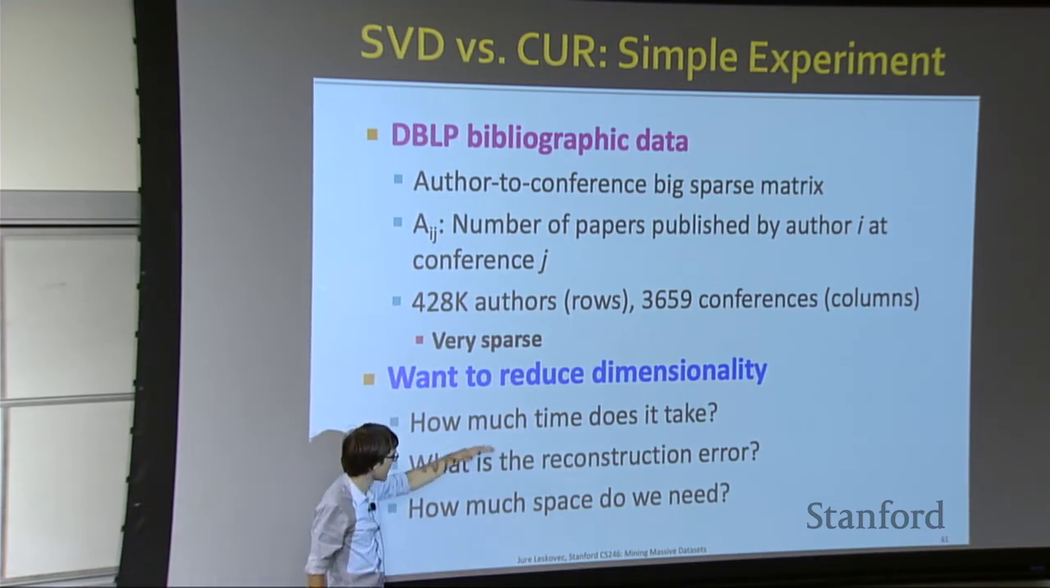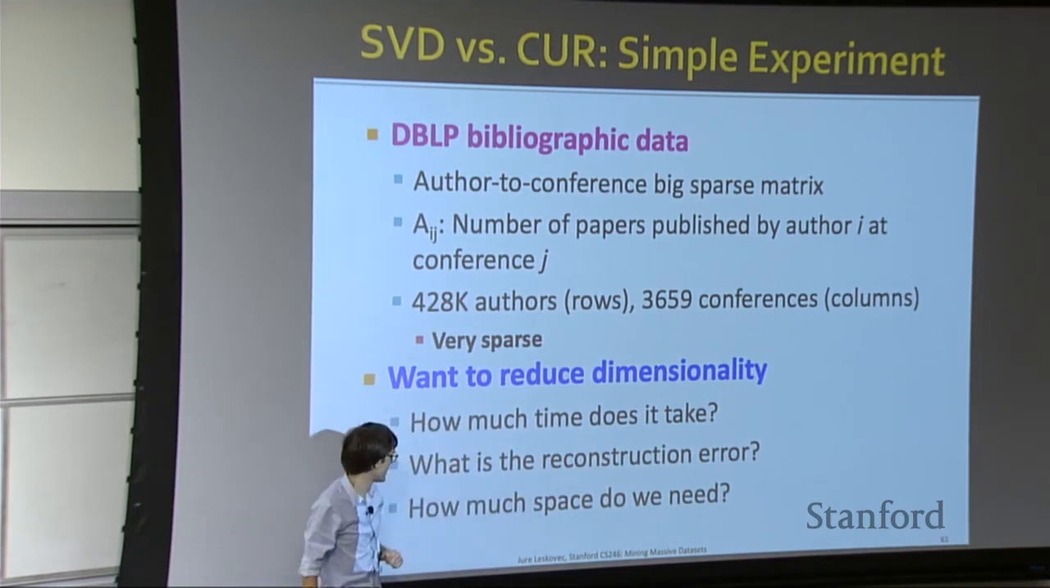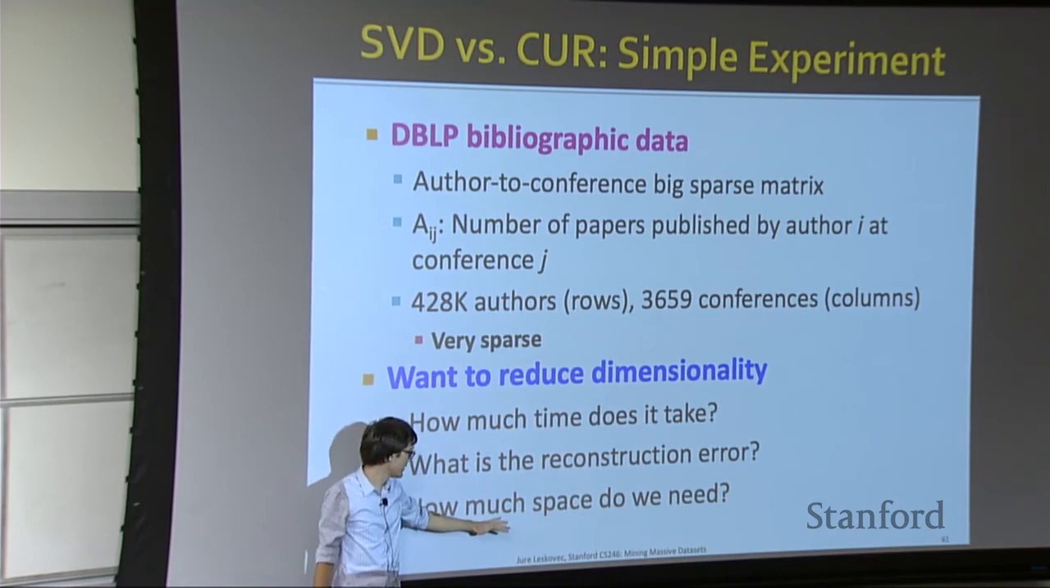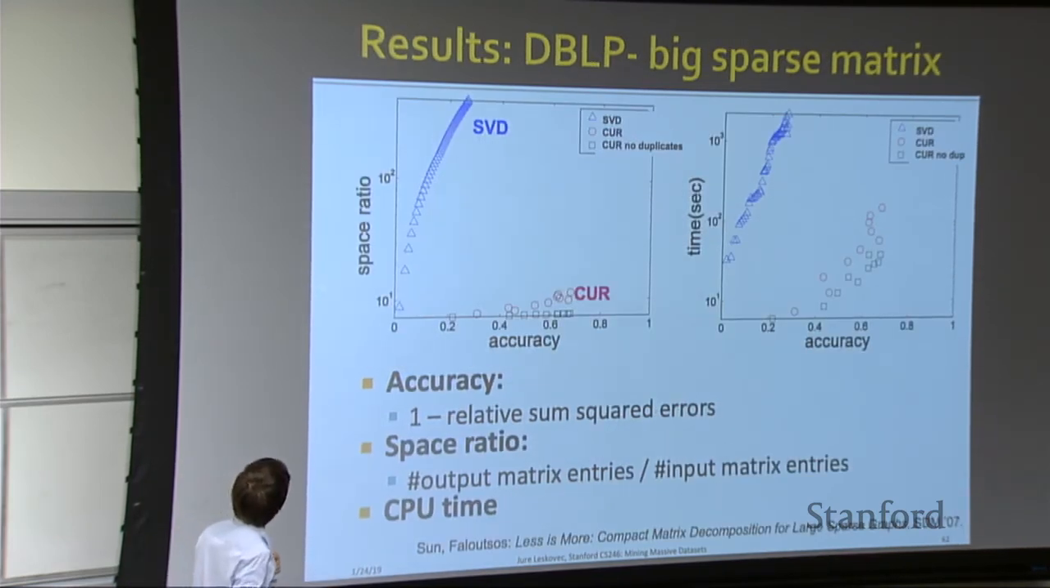And now we want to reduce the dimensionality of this matrix. And you can ask several questions. How much time does it take? What is the reconstruction error? And how much space, memory, do we need? And I'll give you two examples.